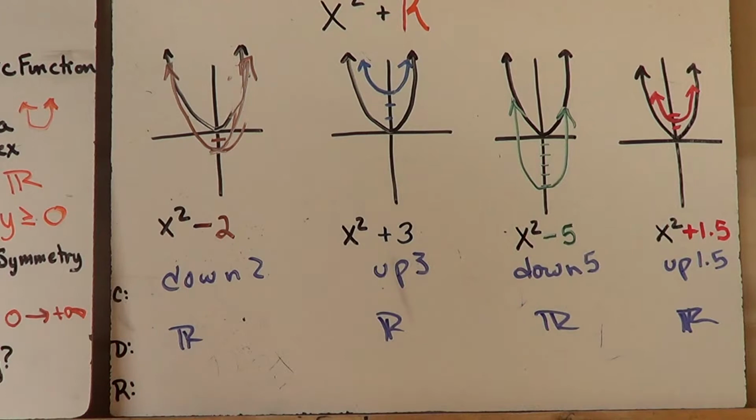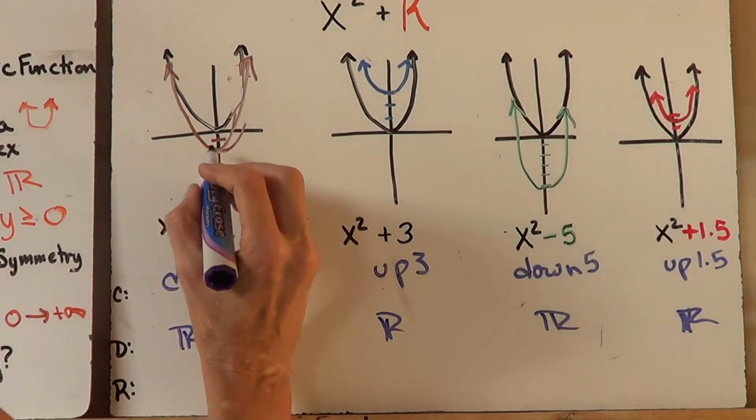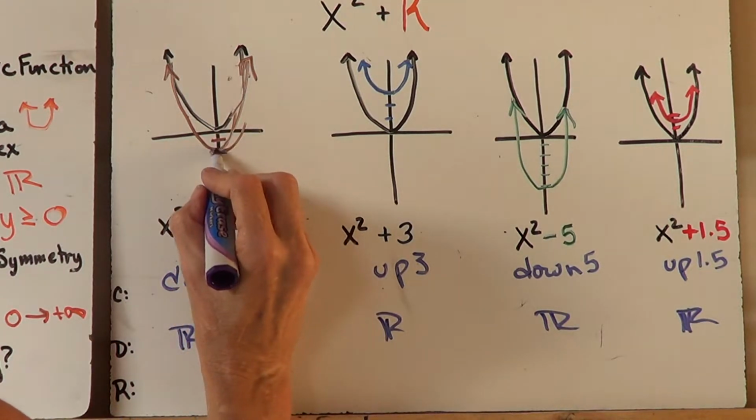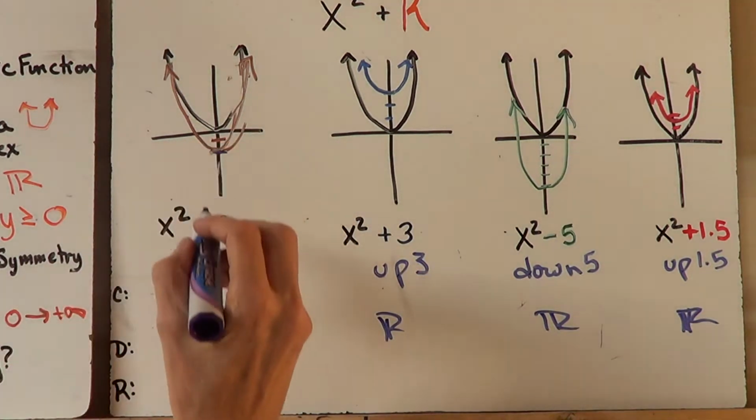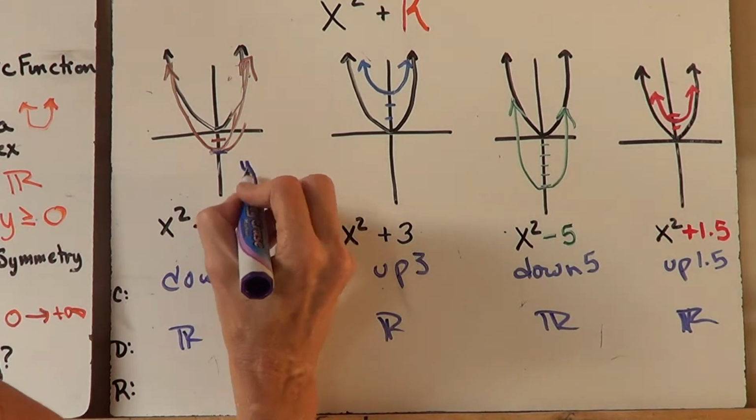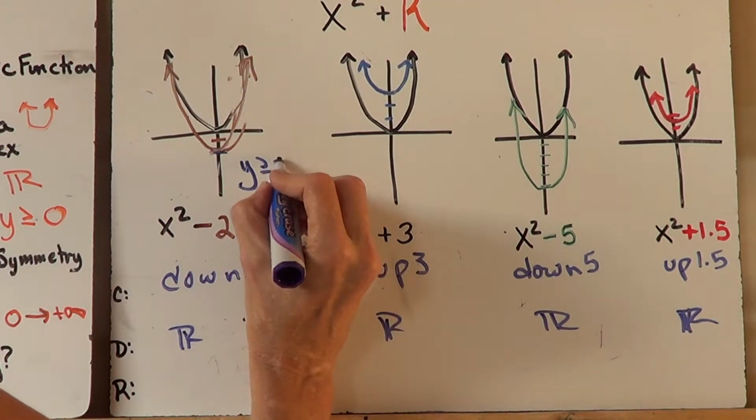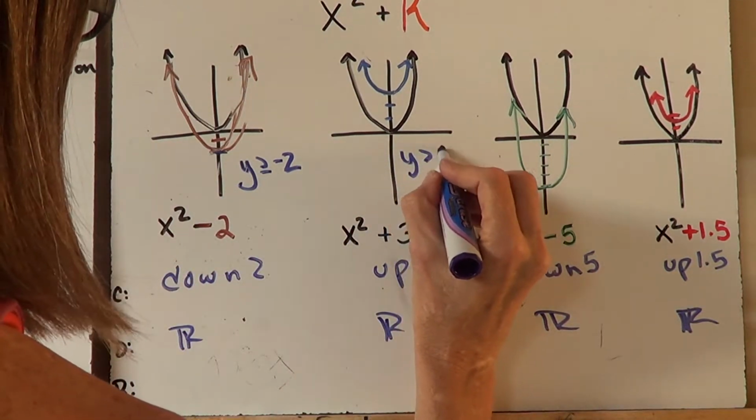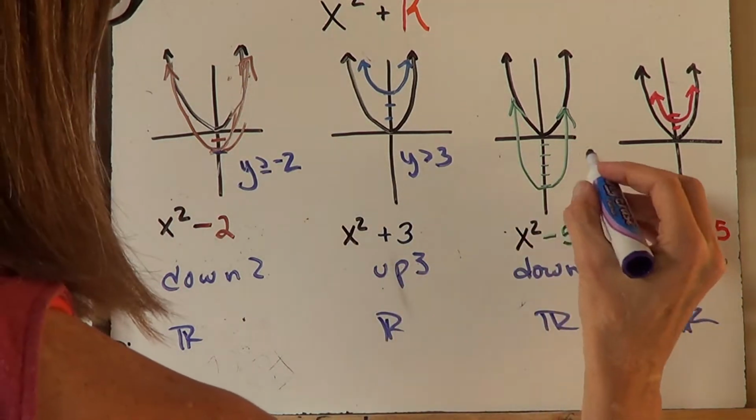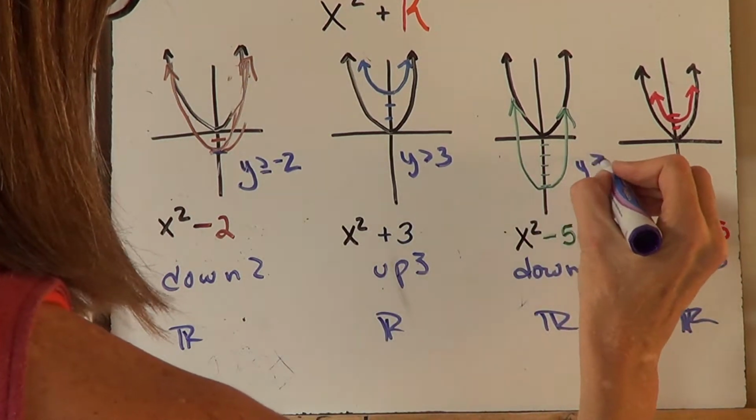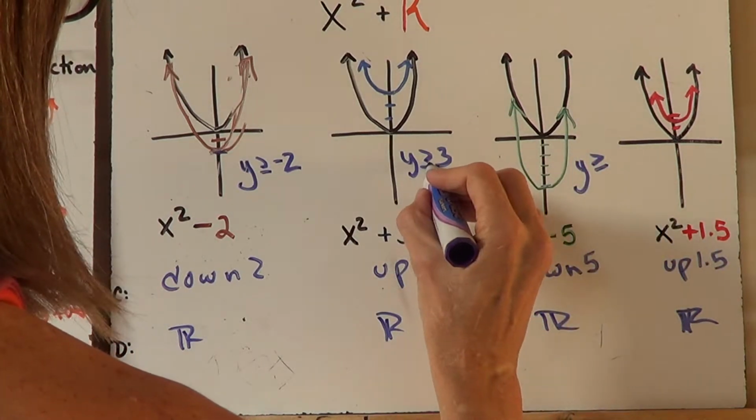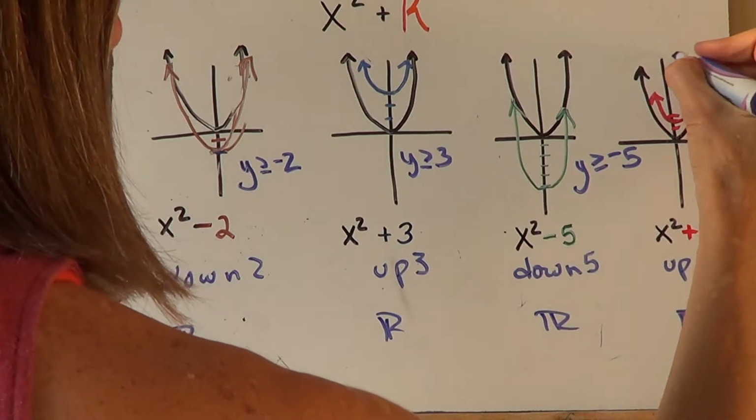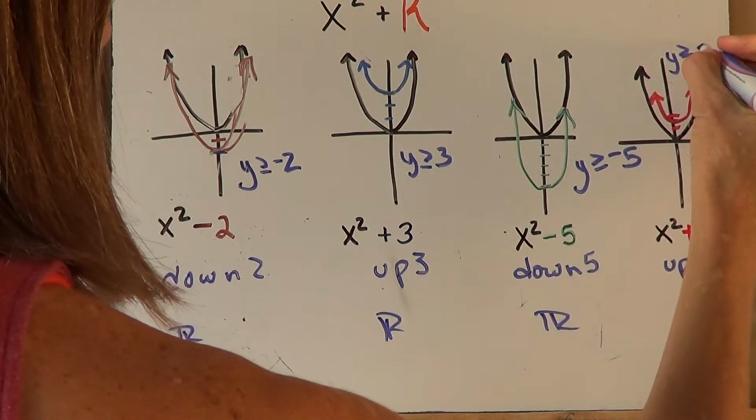On the range, however, I want to make sure that you understand the range is on the y-axis, looking at what is your lowest or highest point. Our lowest point is at -2, so we would say y is greater than or equal to -2. Y is greater than or equal to 3. Y is greater than or equal to -5. And y is greater than or equal to 1.5.